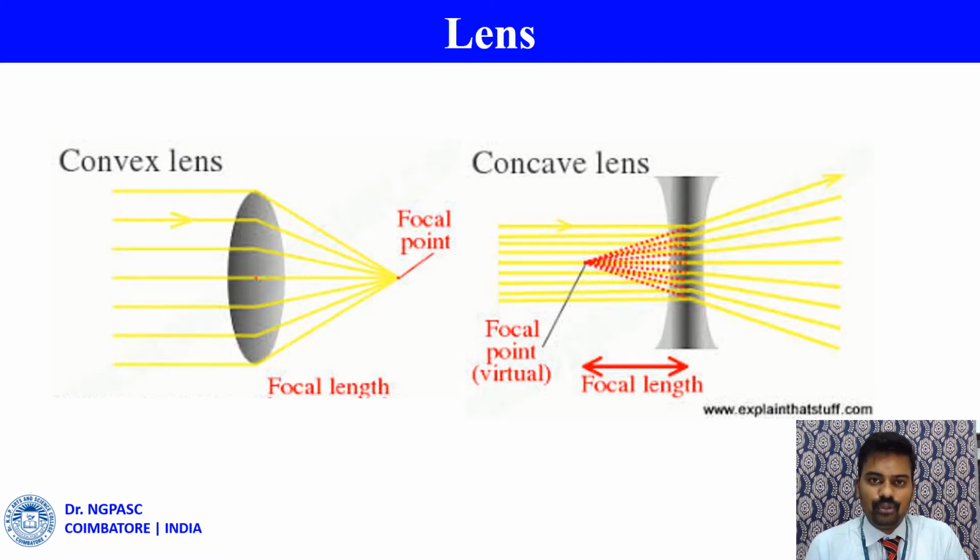So we know about the lenses. There are two types of lenses, convex lens and concave lens. A convex lens causes convergence of the light. If you pass the light through a convex lens, it will converge at one point. That point is called the focal point. The distance between the lens and the focal point is called the focal length. Similarly, in the concave lens the light is diverging.